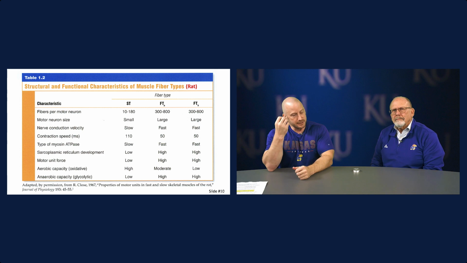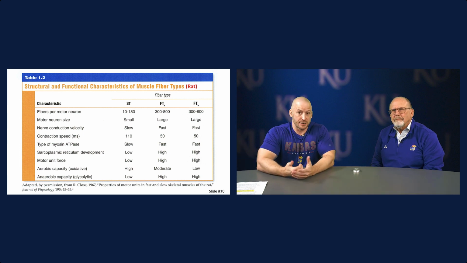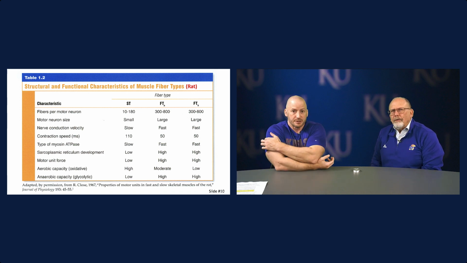So this helps those fast twitch fibers, because there's a faster nerve conduction velocity going to them, that impulse is getting there quicker. They contract earlier, they contract with more speed. And you see that if you look at the contraction speed in milliseconds there, 50 milliseconds versus maybe 110 for the slow twitch.